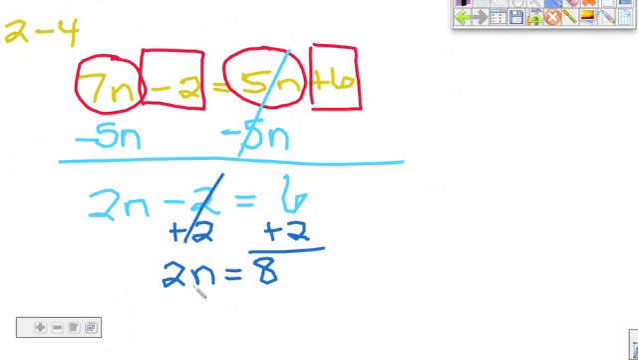Now to get that n by itself, right now it's being multiplied to the n. So we're going to do the inverse of multiplication, which is division. What you do to one side, you do to the other. These cancel, and n equals 4.